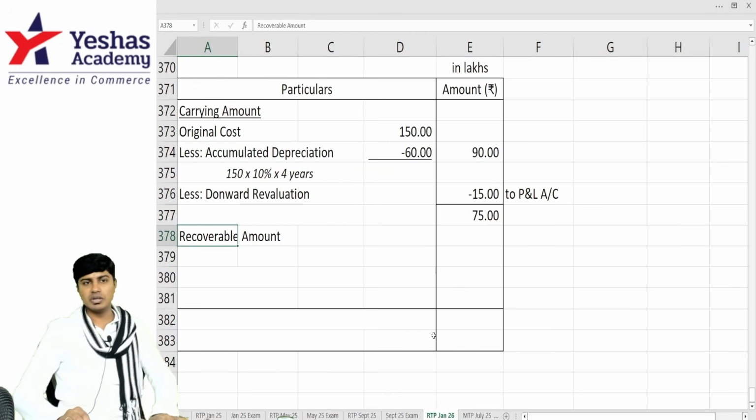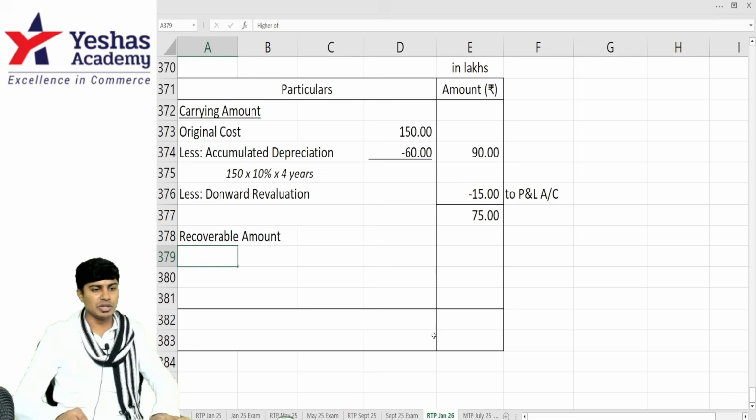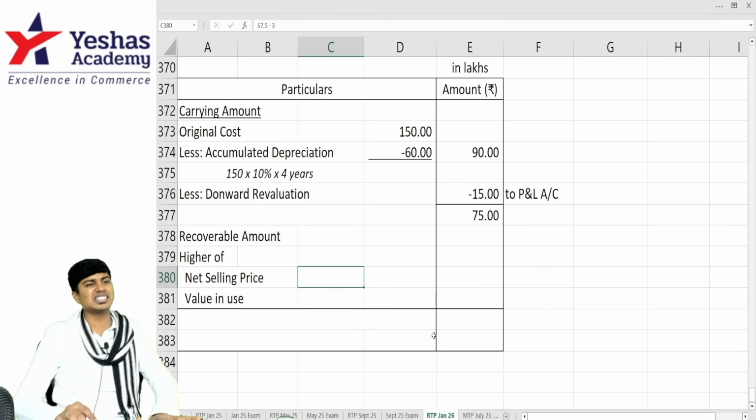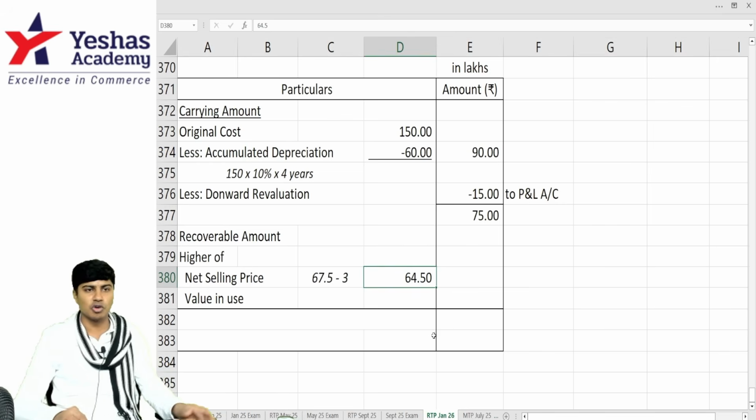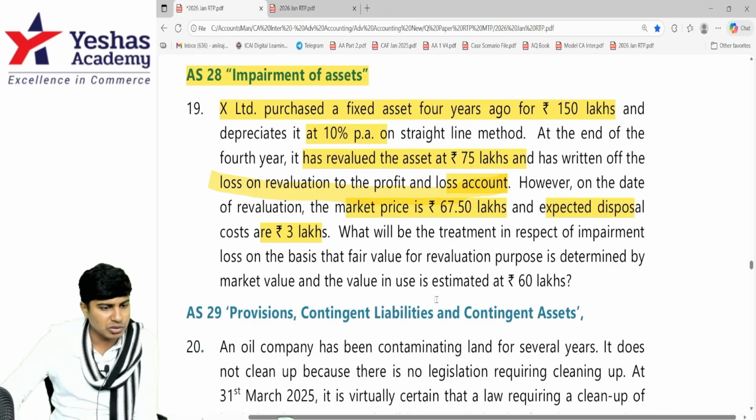I'll write recoverable amount. It is the higher of NSP and value in use. Higher of net selling price or value in use. Net selling price is 67.5 lakh minus 3 lakh, which is 64.5 lakh. Have they given value in use? What will be the treatment in respect of impairment loss on the basis of that fair value revaluation?